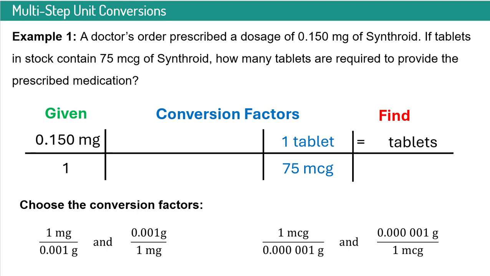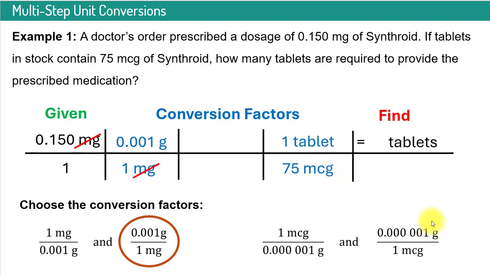I'm going to remind myself that my goal is to cancel the given units and be left with the desired units. The given units are milligrams, and now I have conversion factors that involve milligrams. Out of these 2 conversion factors, I will choose the one that has milligrams in the denominator, since that will allow me to cancel the like units. So that's where I'm going to write this conversion factor, and this is how I'm going to cancel like units. Now I am left with grams in the numerator and then micrograms in the denominator.